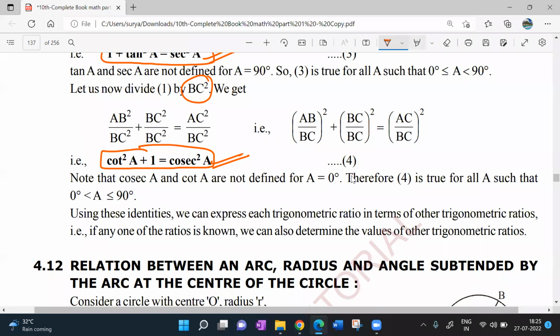Look at this. Look at the board, everyone. Now, cosec A and cot A are not defined for A value 0. Therefore, the fourth equation is true for all A which lie between 0 to 90 degrees. For 0 value, cot A and cosec A will not be defined. Is it clear?